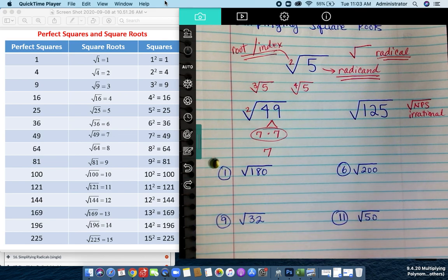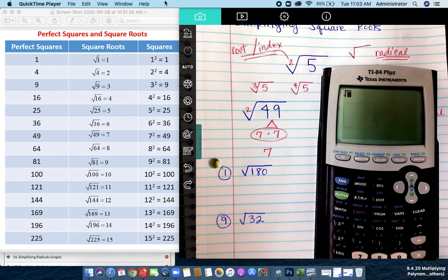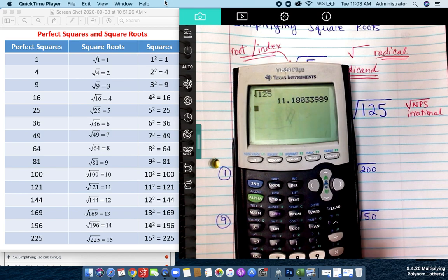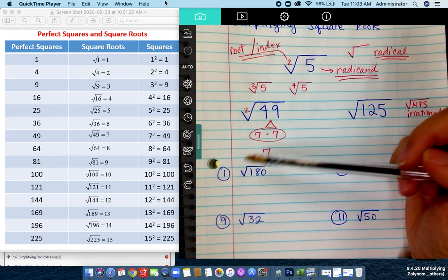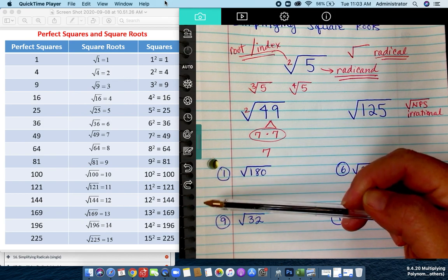Irrational numbers are non-repeating, non-terminating decimals. If I were to type in the square root of 125, I would find out that in fact it was a little bit more than 11, which makes sense since 125 is in between 121 and 144 on this list. Okay?